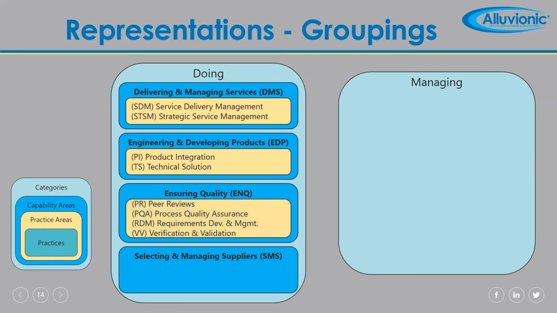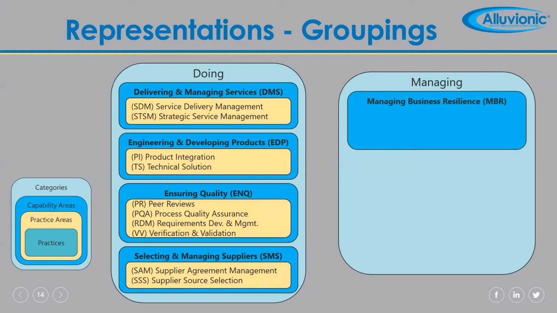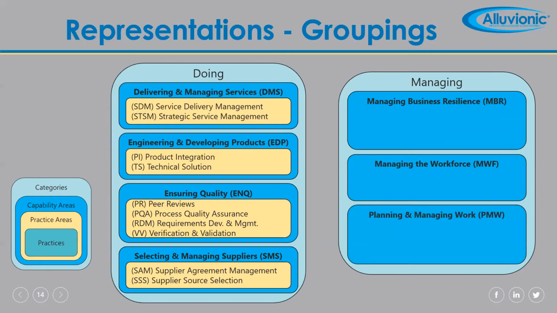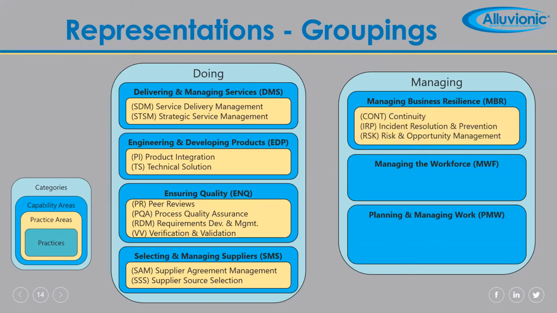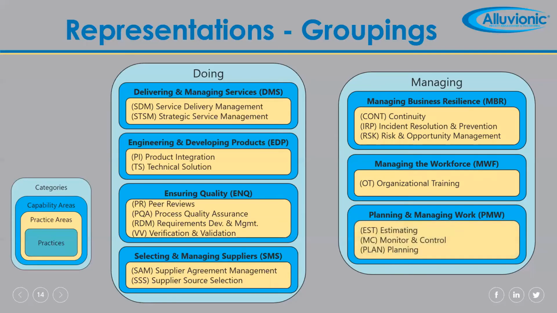And similarly with the other 2 capability areas, they have their practice areas inside of them. Managing has the capability areas of managing business resilience, managing the workforce, and planning and mapping work. Inside managing business resilience, you've got 3 practice areas: continuity, incident resolution prevention, and risk and opportunity management. Managing the workforce has only 1 practice area called organizational training, and planning and mapping work has 3.